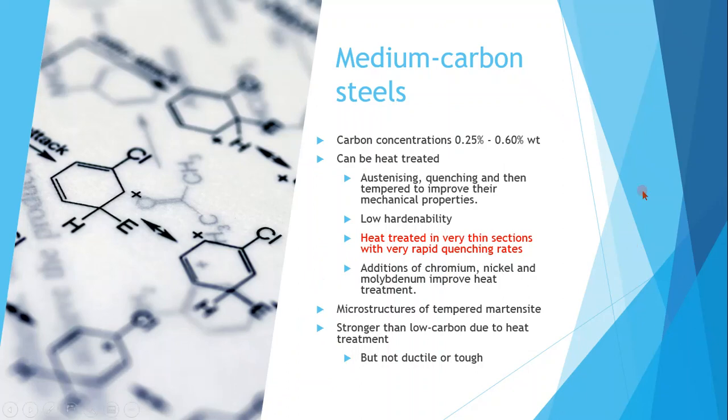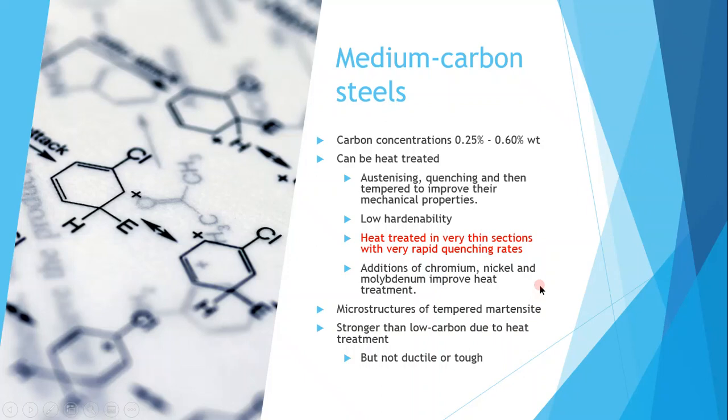So medium carbon steels. These have a carbon concentration of 0.25 to 0.6%. These can be heat treated, unlike the low carbon, so they can be austenitized, quenched, and then tempered to improve their mechanical properties. They have a low hardenability, and they're heat treated in very thin sections with very rapid quenching rates. It's not unusual to add some chromium, nickel, and molybdenum. Those improve heat treatment if you add them into medium carbon steels.